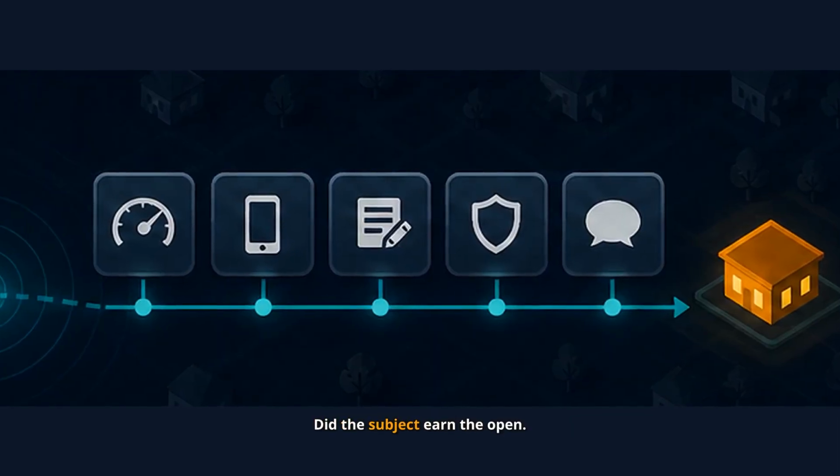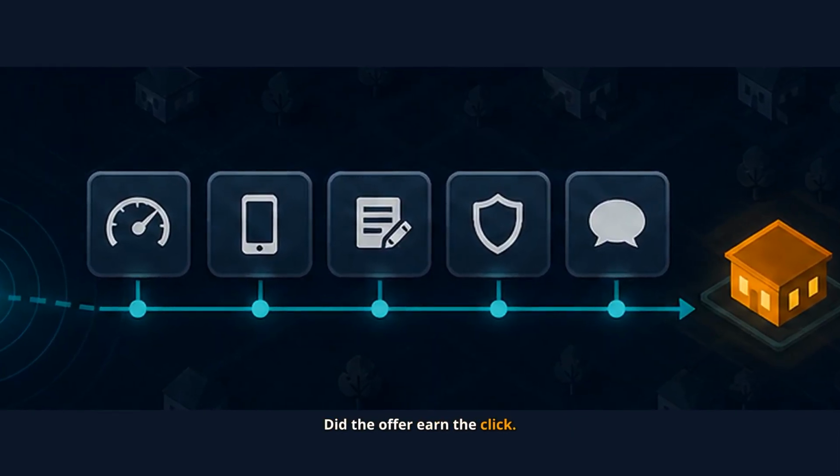Close the loop. 5 gates. Read in order. Did it land? Did the subject earn the open? Did the offer earn the click? Did the click become a job? Can you still reach the inbox next month?